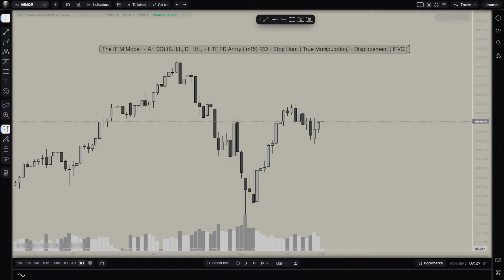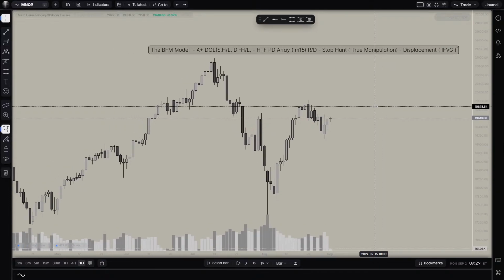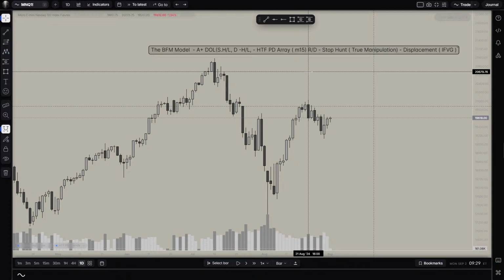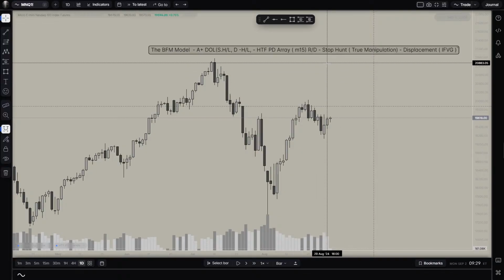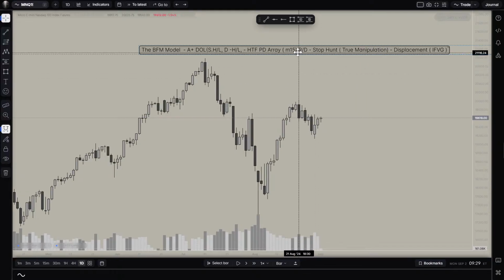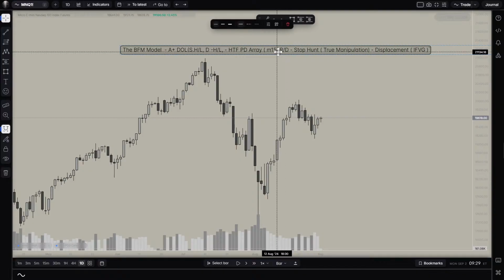So hey guys, welcome to my second video of the backtesting series, where we are backtesting the price action of September 2024. In the first video, we did the price action of 2025, and now we'll start with the price action of 2024.